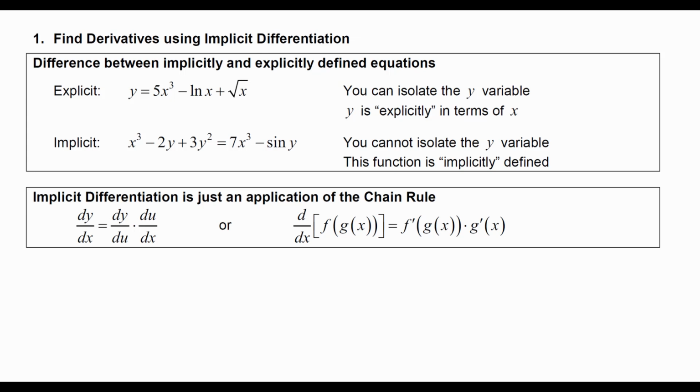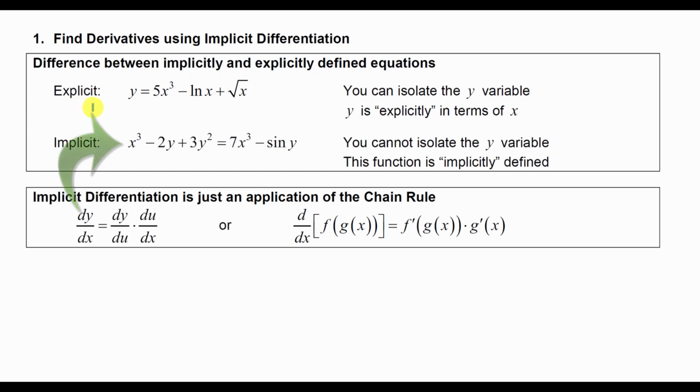First, look at the functions that are written in explicit form or implicit form. You can see the top example of explicit form, and it is y equals 5x cubed minus ln x plus radical x. You can see how y is isolated on the left, and on the right hand side, your function is all written in terms of x.